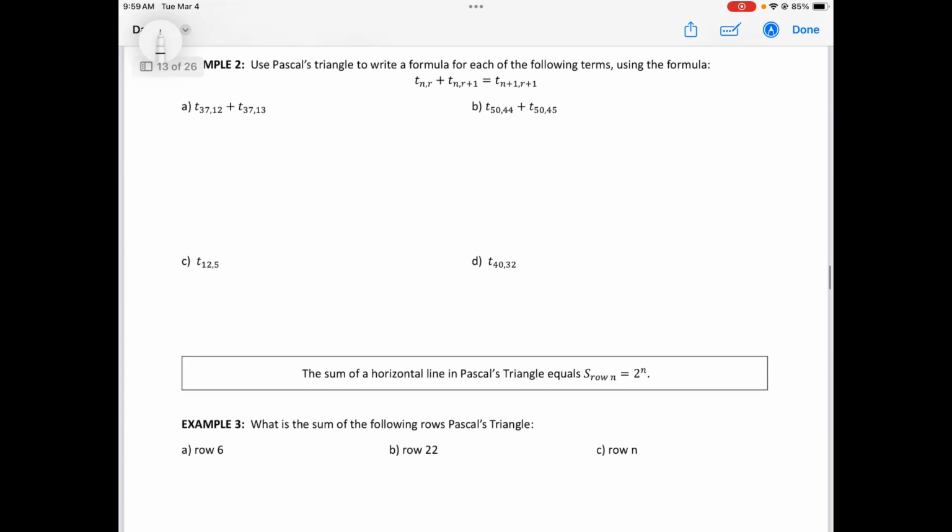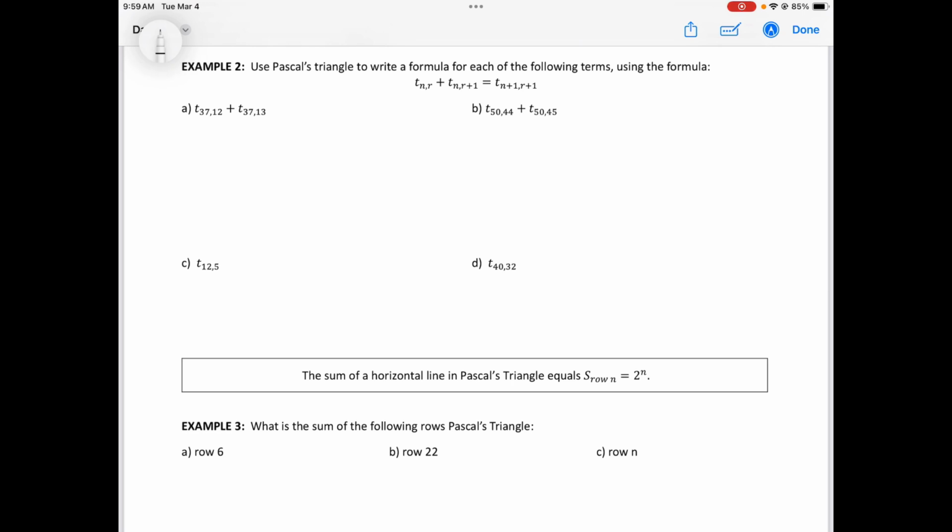Okay, let's use Pascal's triangle to write a formula for each of the following terms. So the term in row 37, term 12, and the term in row 37, term 13. Because they're in the same row, they're going to add to the next row. So the next row wouldn't be 37, it would be 38. And then we always take the n plus 1, r plus 1. So 38, 13.